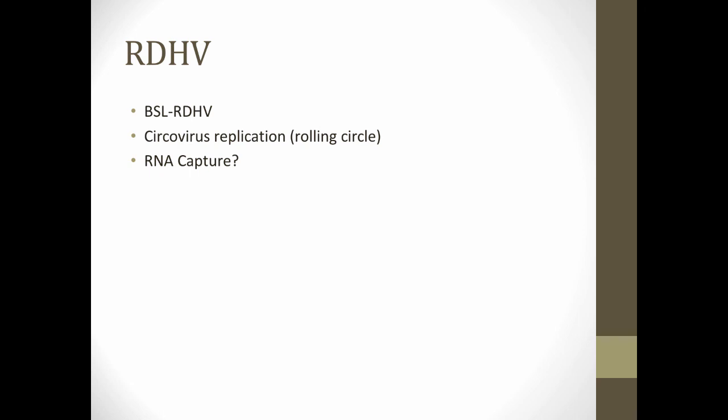All right, so I guess now this should probably be changed to cruciviruses because that's the accepted name, but I still say RDHV. So we talked about the Boiling Springs Lake RNA DNA hybrid virus. We talked about potential origins. We talked about some of the stuff that we do in our lab. We looked at rolling circle replication in the circoviruses, and that's also applicable to the geminiviruses. We briefly talked about RNA capture and why existing as a single-stranded DNA virus might be evolutionarily advantageous.